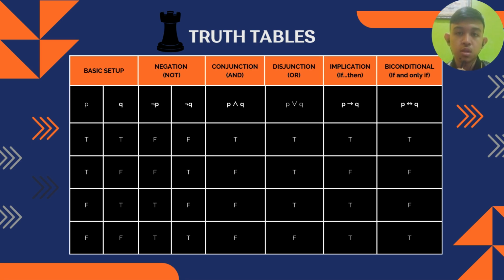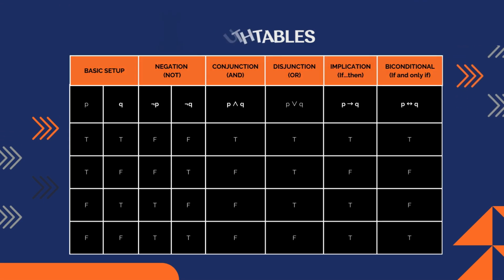Finally, the biconditional, if and only if, column indicates true if P and Q have the same truth value, both true or both false. These two tables provide a clear representation of how logical operations are applied to statements. It is an important tool for analyzing and validating logical expressions.